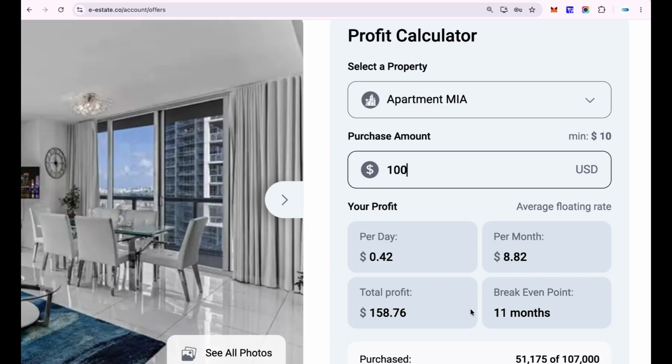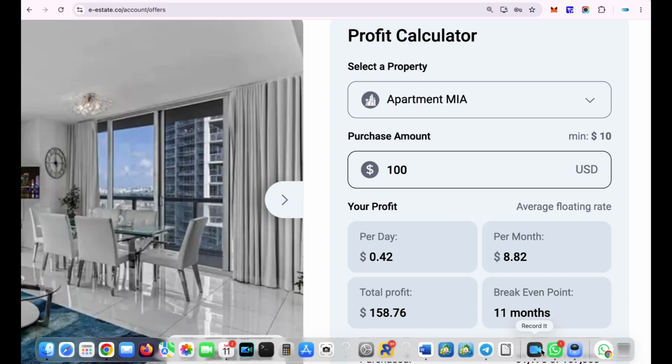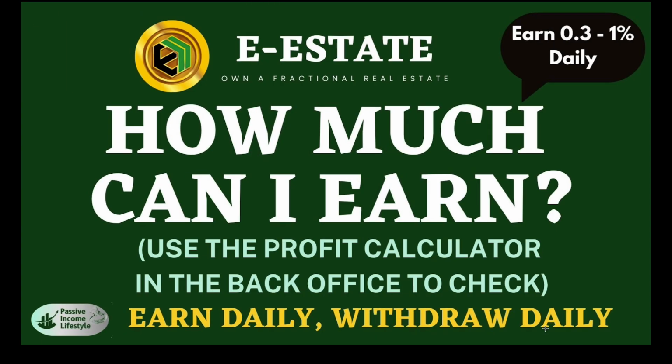The answer to your question is not straightforward, let me put it that way. You cannot just tell somebody that you will be earning such an amount of money, because I don't know what property you are going to be purchasing. And even if I knew the property, I don't know how much you are going to use to purchase a fraction of that property. So the easiest way to check how much you will earn is to use the profit calculator in the back office. The only people that have access to the profit calculator are the members of e-estate.